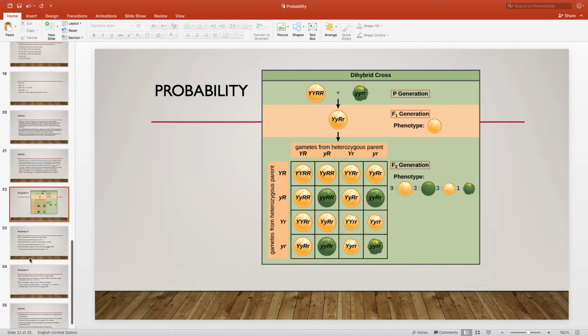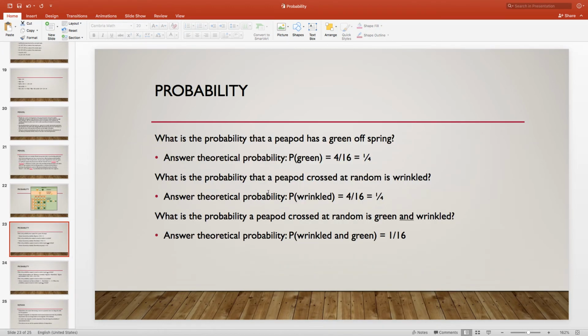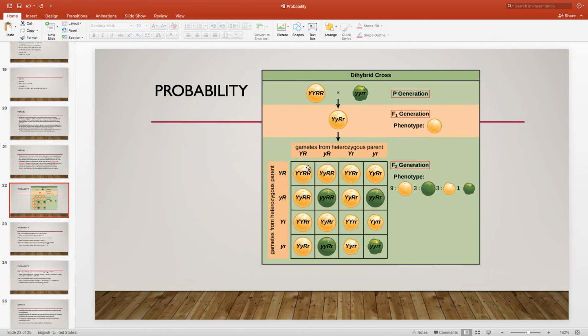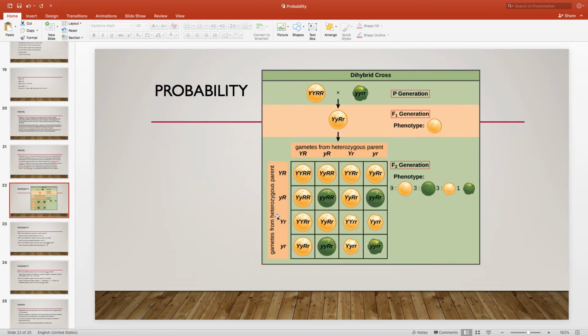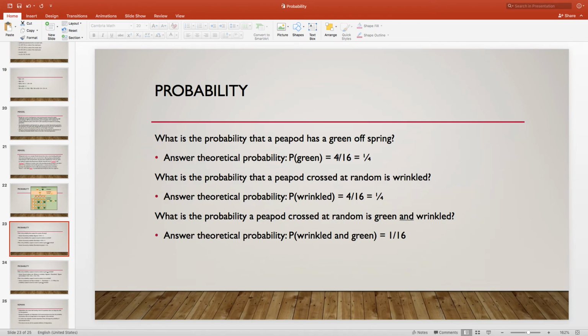So let's talk about this. Based on the sample space, what is the probability a pea pod has a green offspring? If I go to the sample space, notice the sample space is 4 down and 4 across, so 16 possible outcomes. And I ask for the probability of a green offspring. So 1, 2, 3, 4. Its probability is 4/16, or a 1/4 probability.